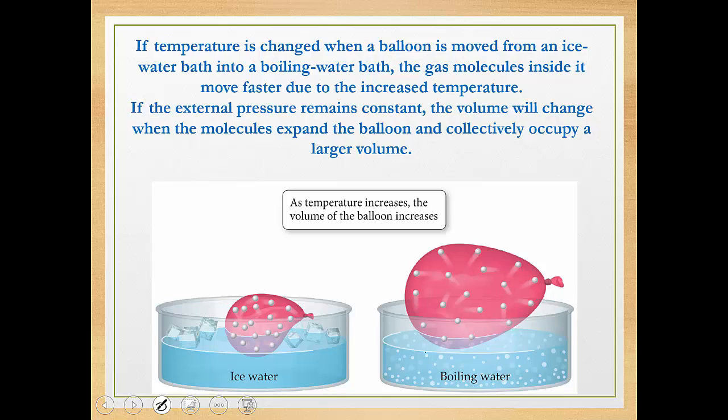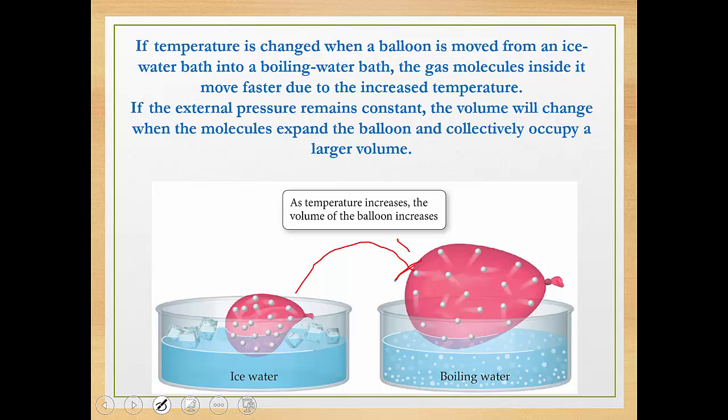All right, so again, let's go back to our ever-present balloon here. If the temperature is changed when I move a balloon from an ice water bath to a boiling water bath, then the gas molecules inside are going to move faster due to increased temperature. So here the idea is that the balloon is allowed to expand and contract in volume in order to maintain a particular pressure. Now, if the external pressure on the balloon remains constant, the volume changes when the molecules get hot and just start occupying a greater volume.